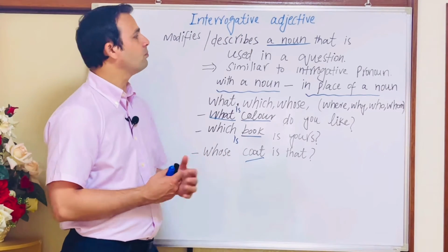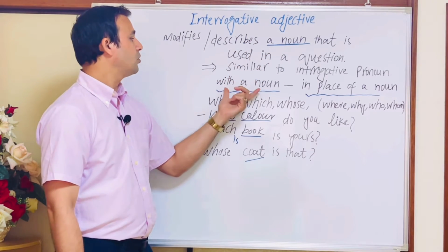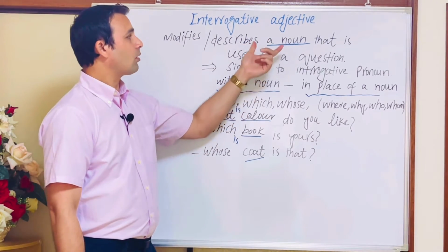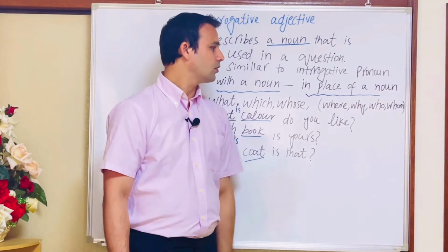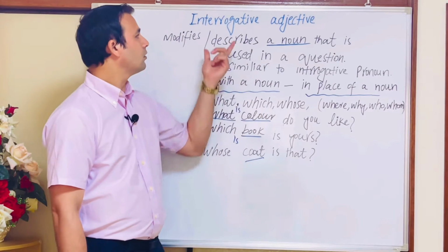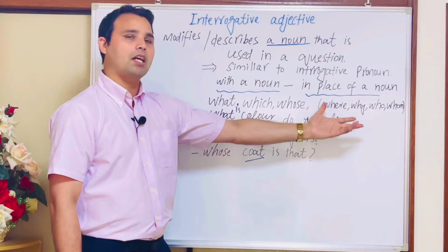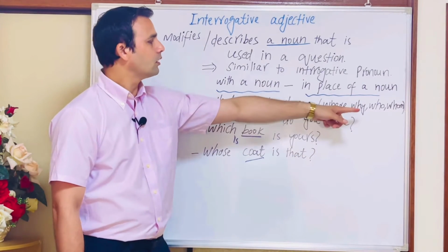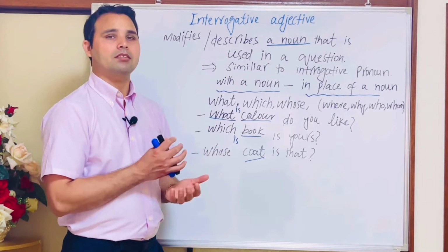So you must remember, they modify or describe a noun, they are used with a noun, but interrogative pronouns are used in place of a noun. So there are only 3 interrogative adjectives, but interrogative pronouns are total 7. Rest of them are written there. So both are used to ask questions.